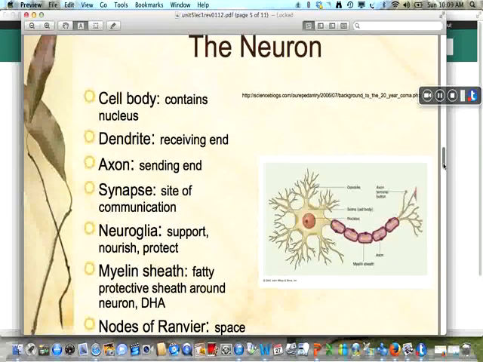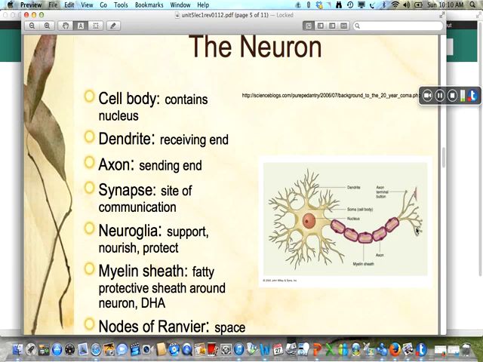So when we look at the neuron, the cell body is going to be the portion of it that's going to contain the nucleus. It's also going to contain your genetic information. The dendrite is going to be the receiving end. On this diagram here, it's showing multiple dendrites where it can receive information. The axon is the sending end. Sometimes you'll see it referred to as the dendrite end is going to carry messages towards the cell body, and the axon is going to carry messages away from the cell body or send them. And then you've got the axon terminals at the end of the axon.